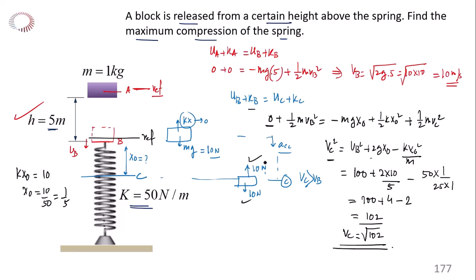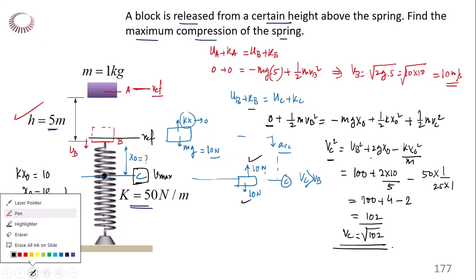So the velocity at point C is more than the velocity at point B. Now what happens after that? Now the spring will further move from point C, because at point C the particle is not at rest. So at point C what I am getting? The maximum velocity. After point C what happened? Now the Kx is more than 10.